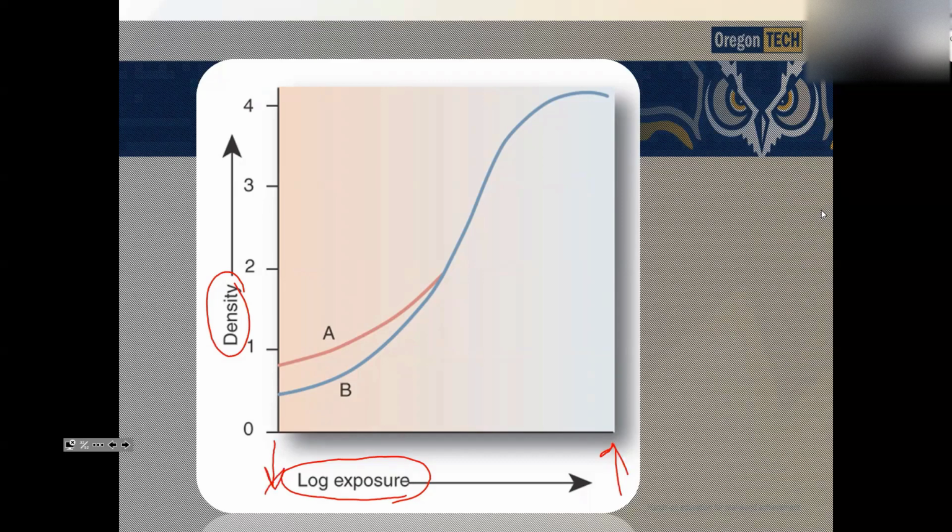This is low density at 0, high density at 4. That's maximum. If we take a look here at A and B, A is scatter on the image. Okay, so it's darker where it's supposed to be very light. All right, and B is no scatter there.